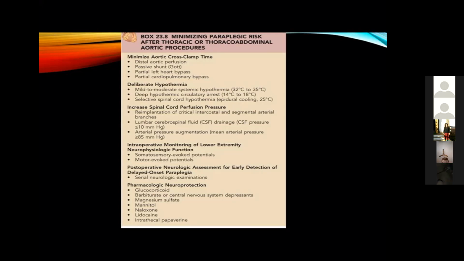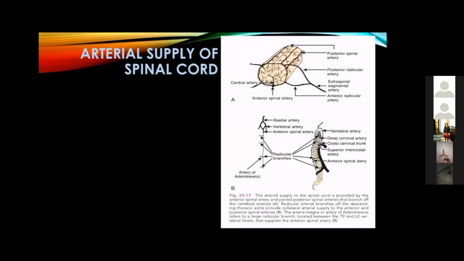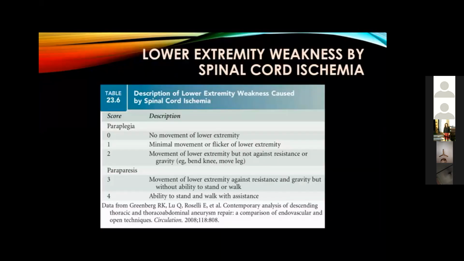Postoperative neurological assessment should be done by serial neurological examination, and later on I will discuss this neuroprotection. I'm not going into details of the arterial supply of the spinal cord, because this is the key factor why we should monitor either the SSEP or the MEP to monitor whether spinal cord ischemia is going on or not. But lower extremity weakness by spinal cord ischemia: paraplegia, there is grade 0, 1, 2, or paraparesis.